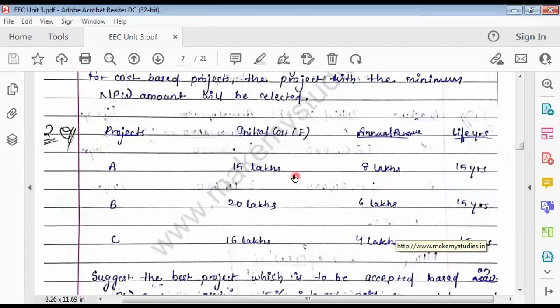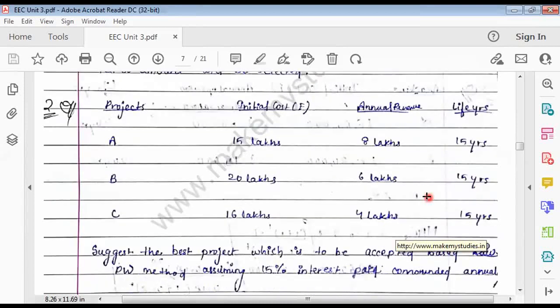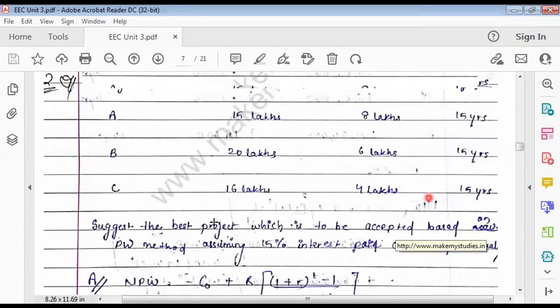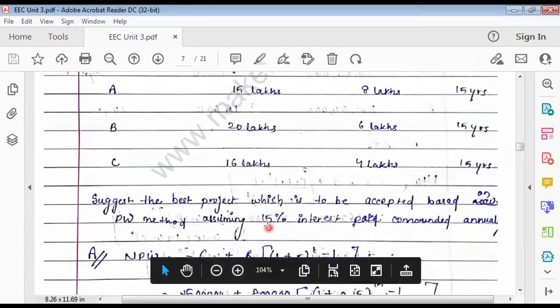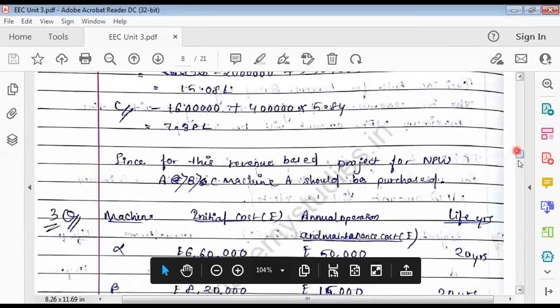So 15 lakhs one time certainly is less than 8 lakhs 15 times. 20 lakhs one time is certainly less than 6 lakhs 15 times. 16 lakhs one time is certainly less than 4 lakhs 15 times. So that is why it is very clear that this is a revenue dominated case. I had already explained this. Now, look at the rate of interest. It is 15%, compounded annually. So let us go to the solution.